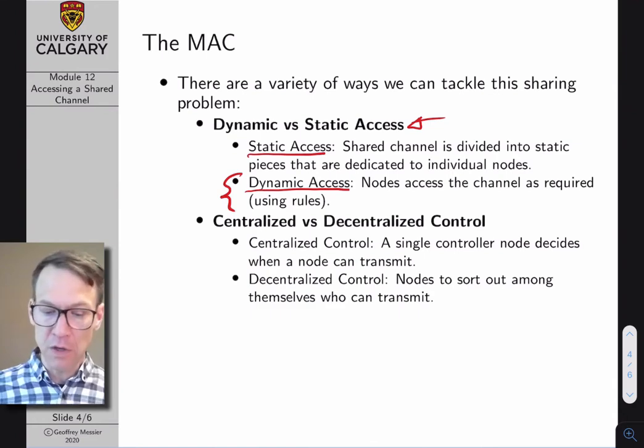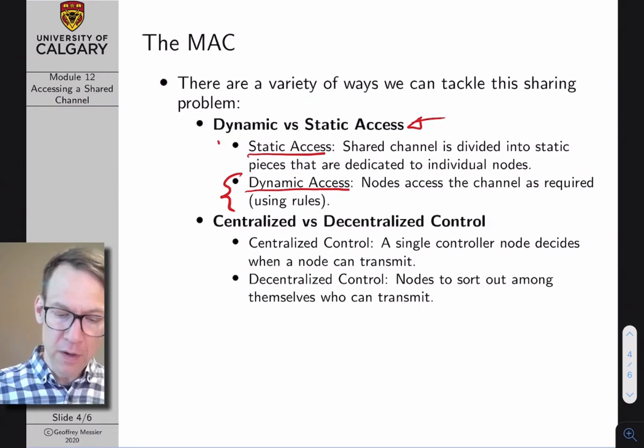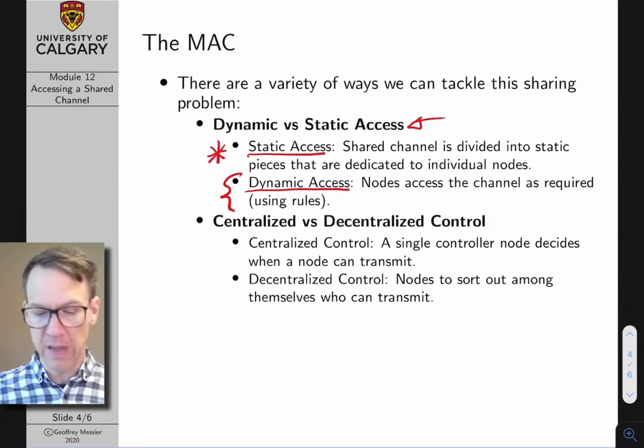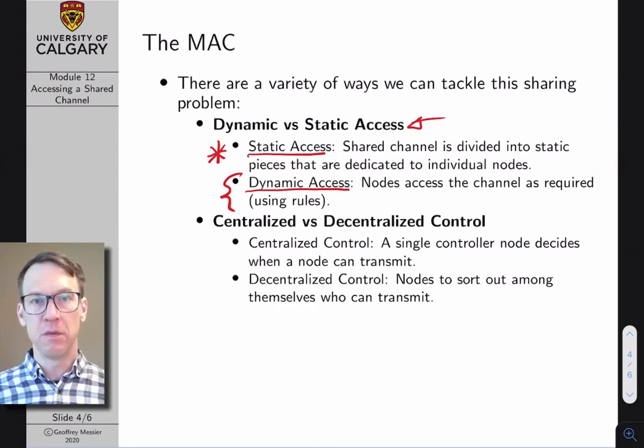But I want to also make a pitch for the benefit of static channel access. In the interest of full disclosure, this class is largely about the internet, and I will be taking a very internet-centric approach to talking about network design. And so the internet is definitely based on dynamic access. When you finish this course, you might be tempted to think, well, dynamic access is always better. But that's not necessarily the case, particularly for engineers working with networks.